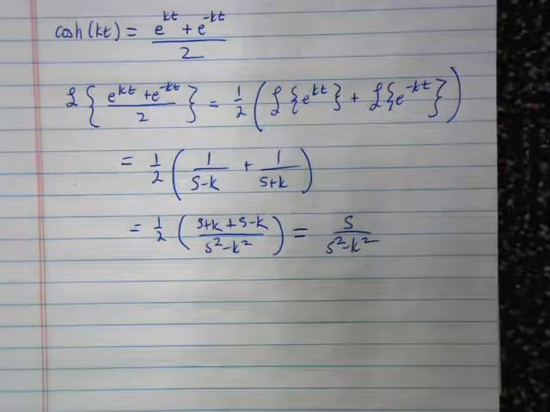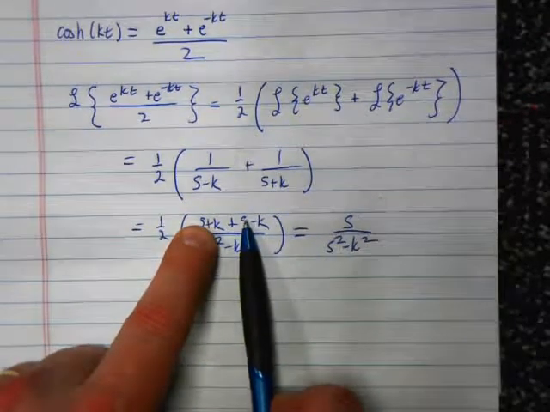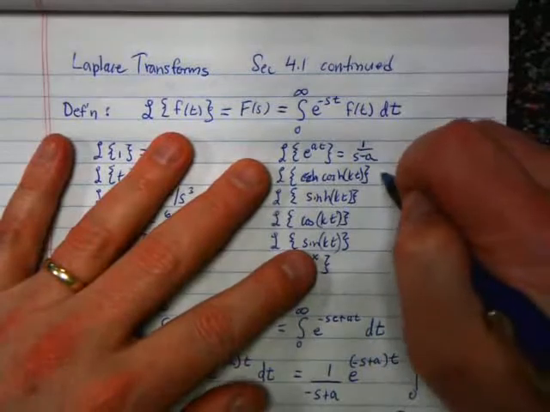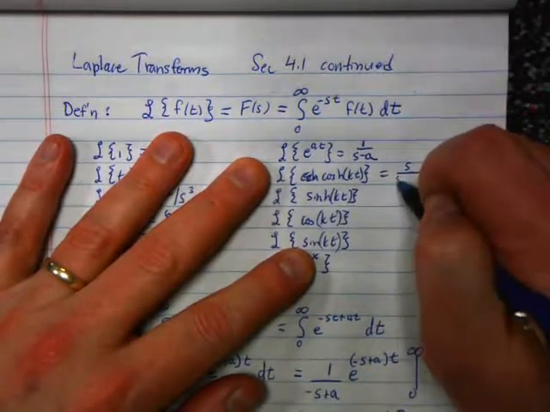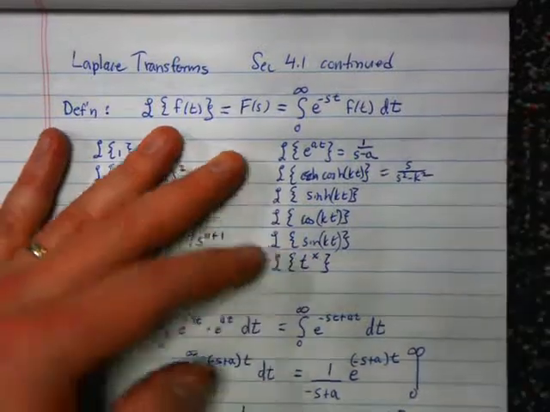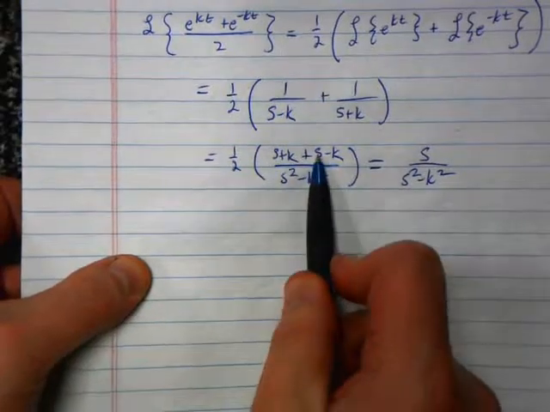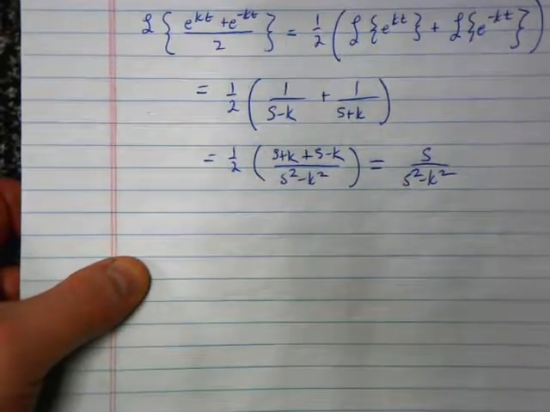Yes, absolutely. There's still 1/2 in front of that, right? No, because s plus s is 2s, and then the 2 reduces with the 1/2. All right, so there's the Laplace transform of hyperbolic cosine. We ended up with s over s squared minus k squared, not a 1/2, because right here I have s plus s, which is 2s, so that 2 reduces with that 1/2.